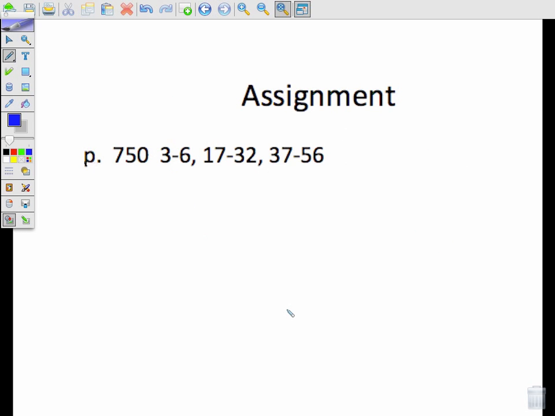Here's just a brief assignment to get an understanding of how to use the limit.